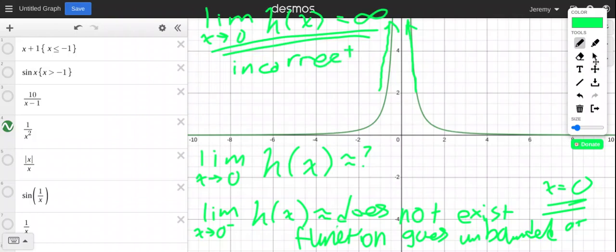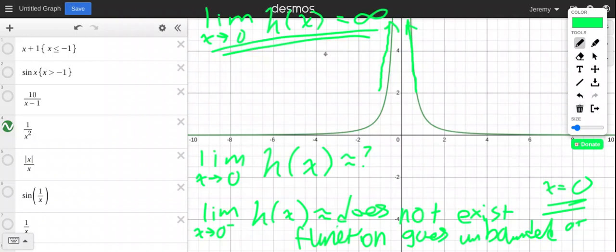and it falls apart under the more rigorous definition of the limit. So this notation is typically considered incorrect. Although you will see people write it, and it is a notation you would see on the AP exam. However, the correct notation would really just be to say that the limit of h of x as x approaches 0 does not exist, or you would say that h of x goes unbounded at x equals 0.